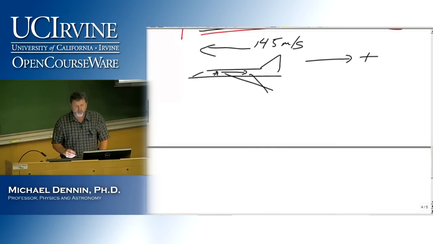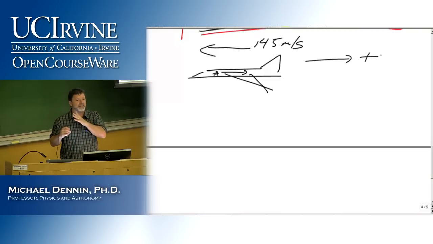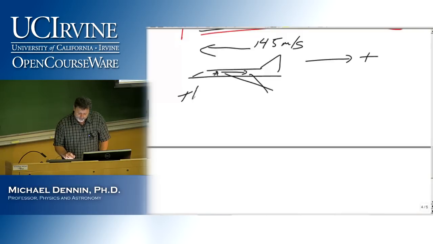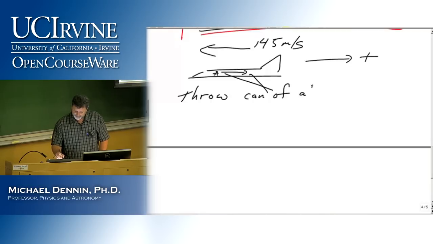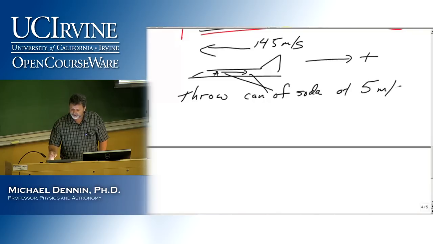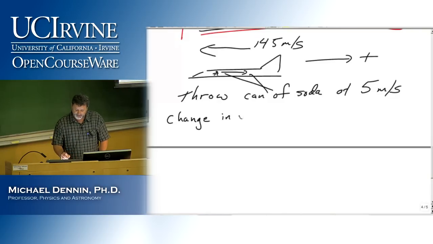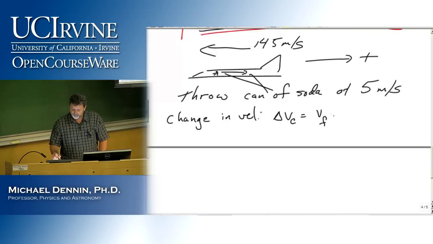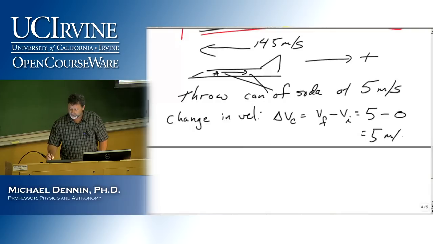And relative to the airplane, oh, look at this. We're sneaking in a practice problem for the test. Suppose relative to the airplane, you throw the can of soda at 5 meters per second, a nice gentle toss. You will measure the change in velocity of that can of soda, delta V, to be V final minus V initial, which is 5 minus 0, because it was in your hand at rest, which will be 5 meters per second.